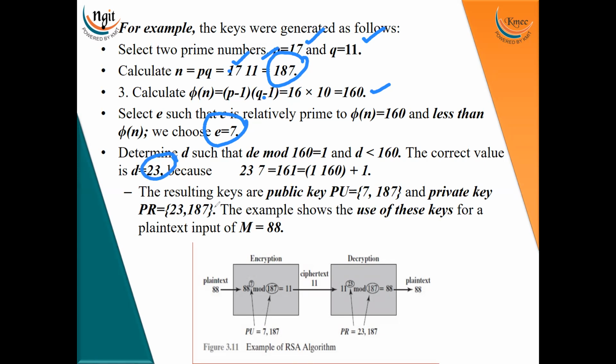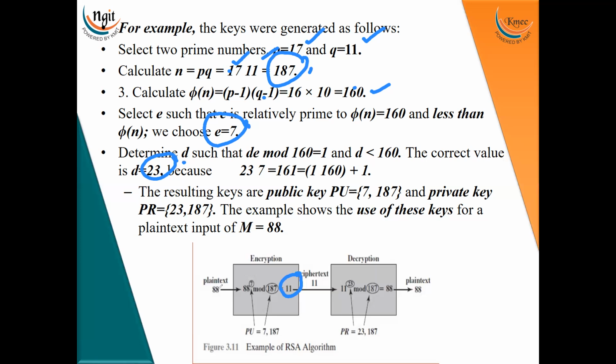Now what is our work? The resulting public keys are 7 and 187. Here the resulting public keys are 7 and 187, and the private keys are 23 and 160. And by using 23 and 187, the example shows the use of these keys for an input text of 88. Here I have taken 88. 88 power 7 mod 187, then it is converted into ciphertext.